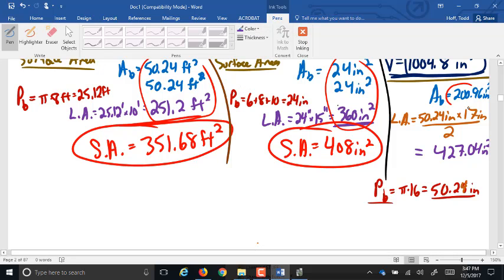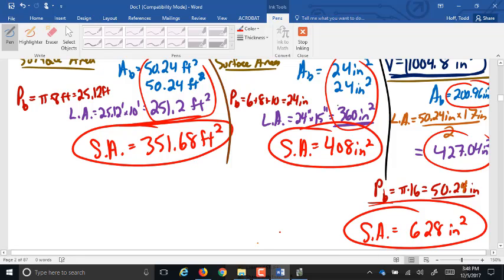Our total surface area, we're going to add those two numbers together, which is going to give us 628 square inches. That is our total surface area. Any questions?